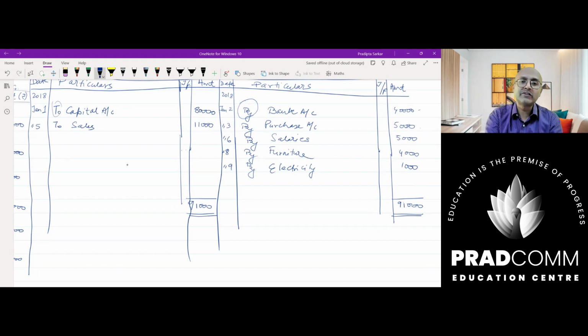Tell me how much you need to write over here so that your total comes to 91. For that, you need to use a calculator. CBSE students, you're not allowed to use calculators. 91,000 is the debit side total and the credit side is coming to 55. So 91,000 minus 55,000, we are getting a balance of 36,000. So therefore, we will write 36,000 over here.